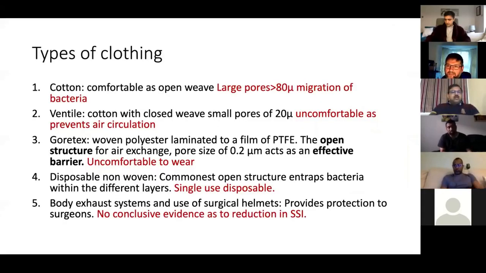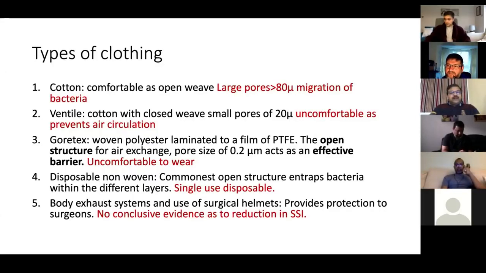So, different types of clothing which are available in the theater at the moment. Cotton, the old ones, the reusable cotton gowns, are no longer used very frequently. These are comfortable to wear as they are open pore, but the pores are more than 80 microns and they lead to free migration of bacteria, which is not a desirable thing. They have mostly been done away with.